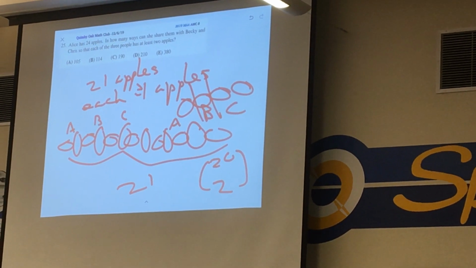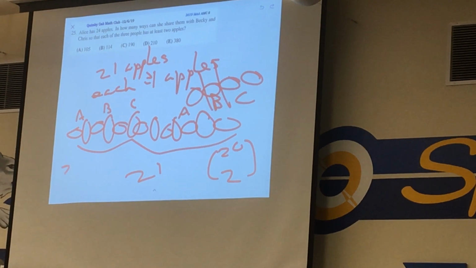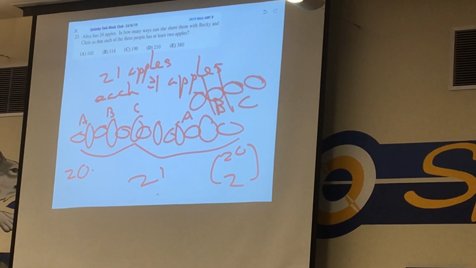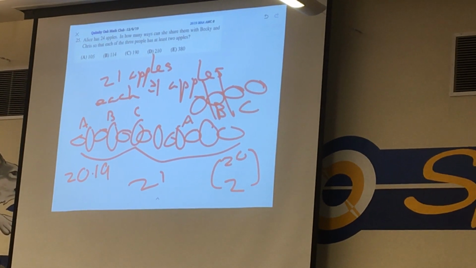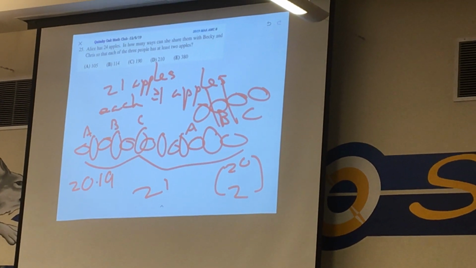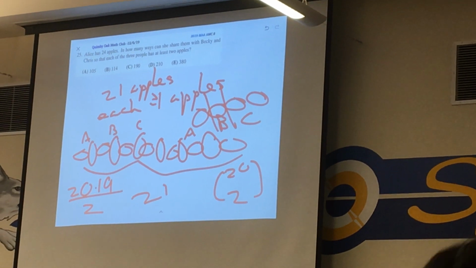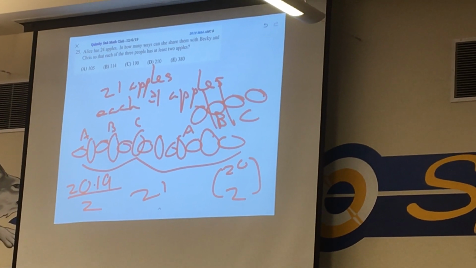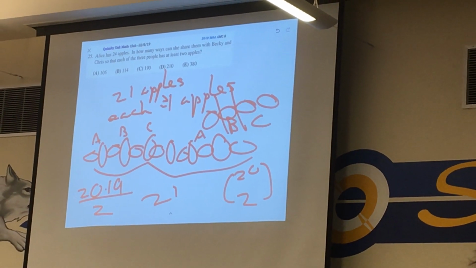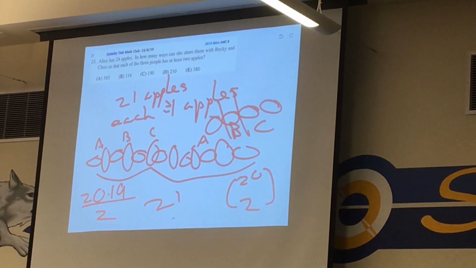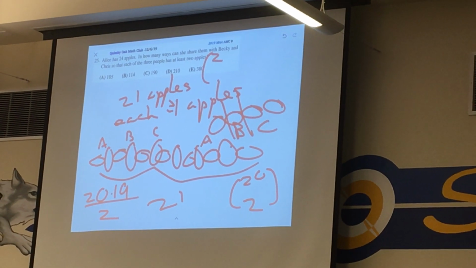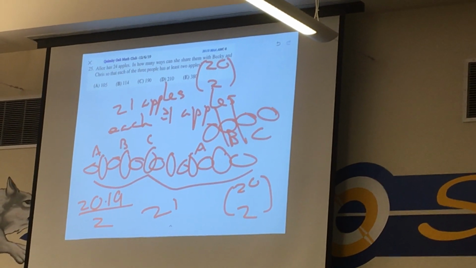If you do 20 choose 2, right? So the first one has 20 possibilities, the second one has 19 possibilities. Then you divide that by 2, right? You have to divide by 2 because the order you put the dividers in doesn't matter. They could be swapped and it will still be the same. That's just what 20 choose 2 is. So the solution is 20 choose 2.